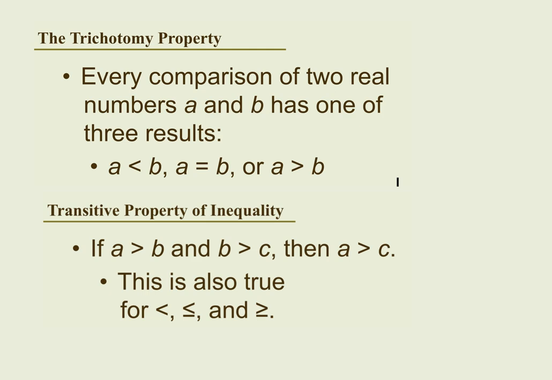Every comparison of two real numbers, A and B, has one of three results. It is that A is less than B, A is equal to B, or A is greater than B. So if you compare any two numbers, one of those three has to be true, is pretty much what this is telling you. Now, let's look at the transitive property of inequality. This is similar to the equality one. If A is greater than B, and B is greater than C, then A is greater than C. And that is true for all of your inequalities.